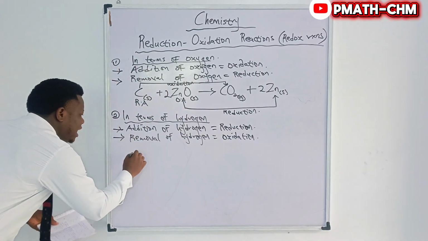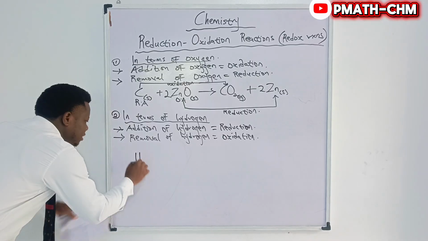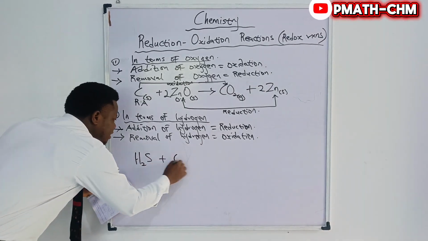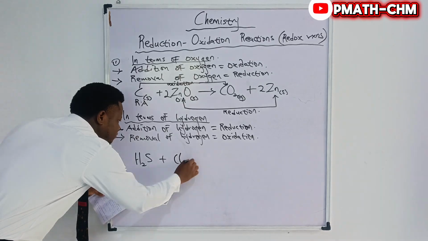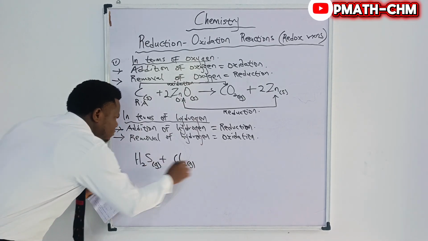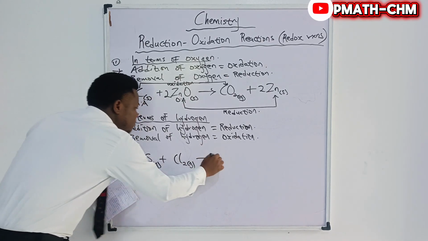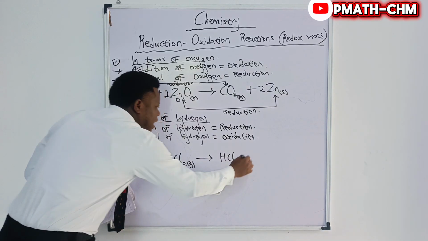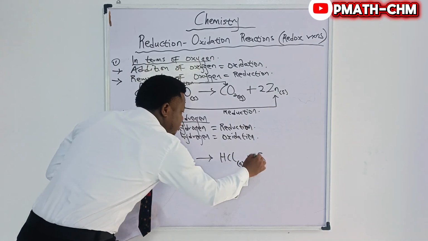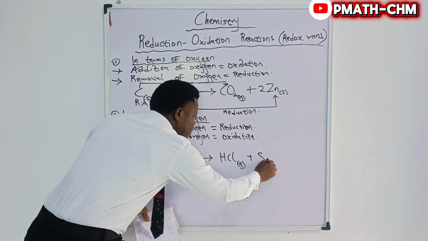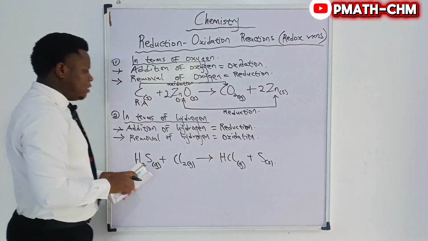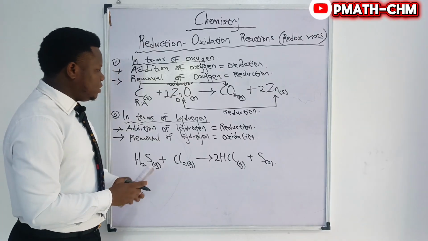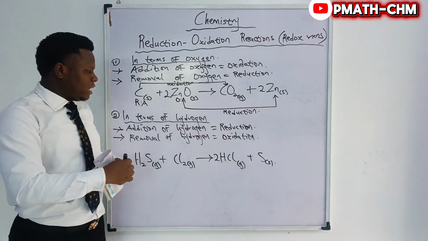We have hydrogen sulfide, for instance, reacting with chlorine gas to produce hydrogen chloride, and then deposits of sulfur, which is a solid. All right. Then to balance this equation, of course, we have a 2 here. And I think our equation is balanced.